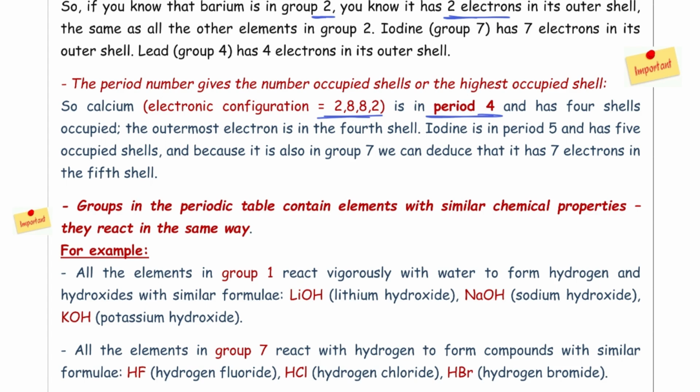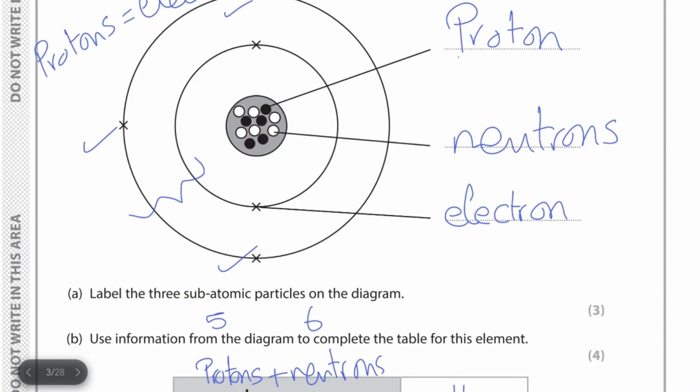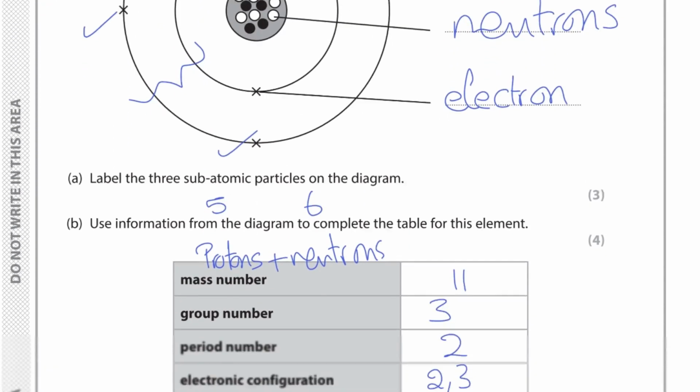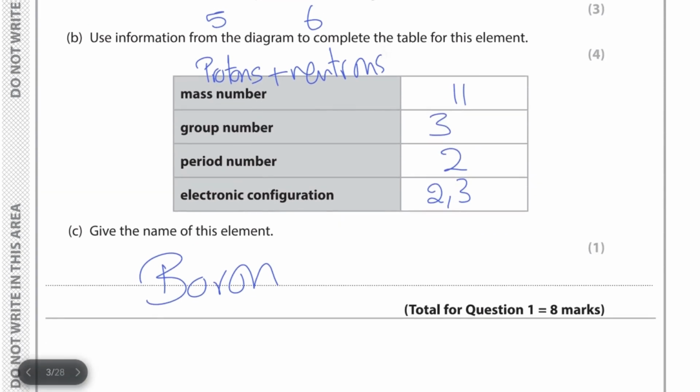So as we just mentioned, the period number is 2 because it contains 2 shells. Group number 3 contains 3 electrons in the outermost shell. The mass number is 11, the summation of protons plus neutrons, and the electronic configuration is 2, 3. And the correct name for this element is boron.